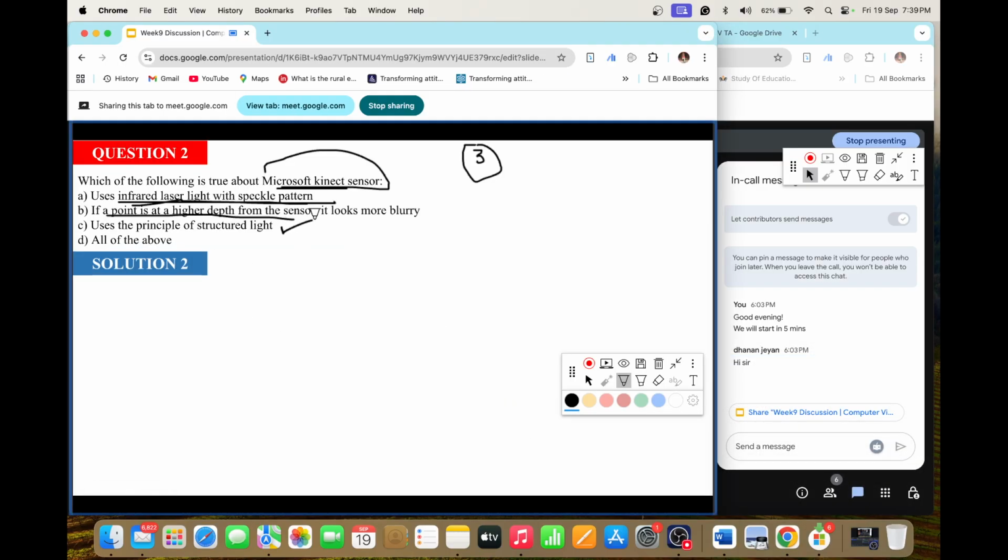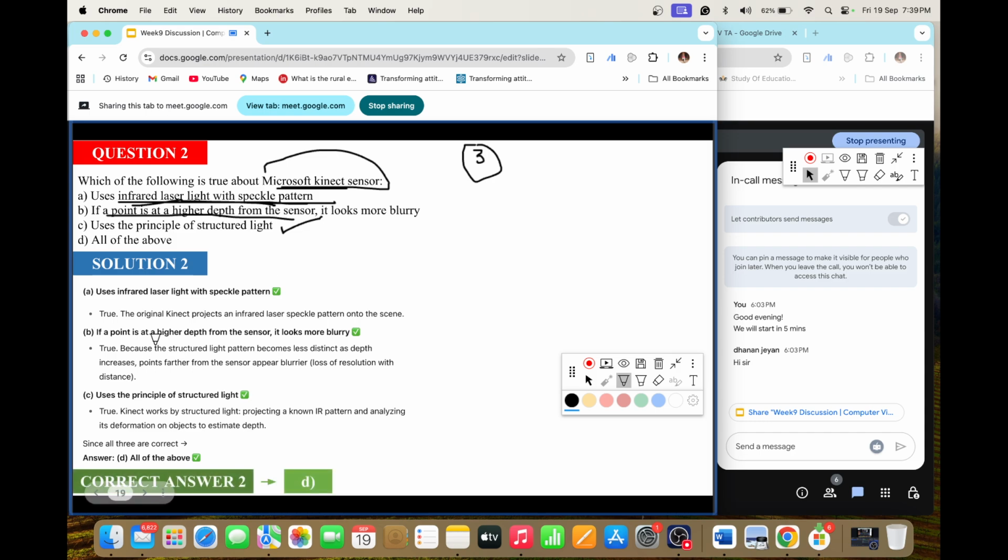Because this is of course true, I have already told you. Structured light is again a type of triangulation method only. So in the triangulation method, three things are there. One is the source, second is the object, third is the camera. Here the source will not emit one spot or one ray, but rather it will emit a pattern. So that is why it uses infrared light with speckle pattern.